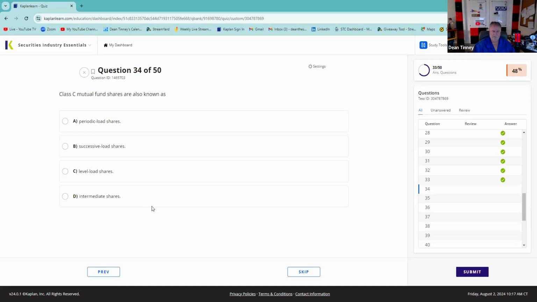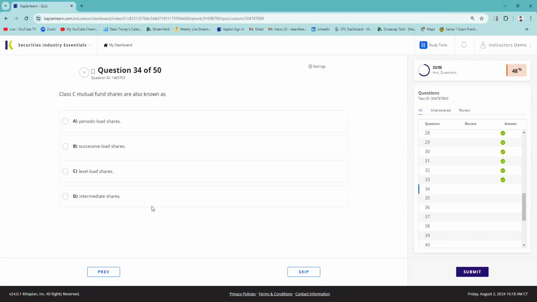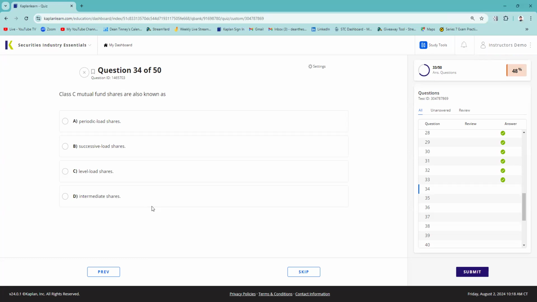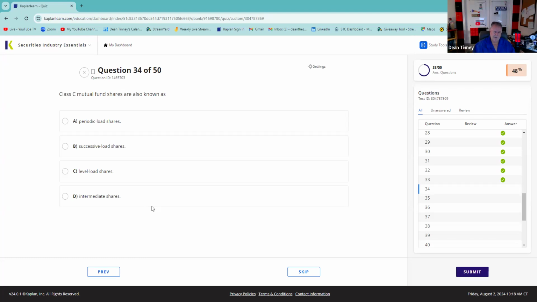C shares are good for somebody who doesn't have a long-term time horizon because there are no breakpoints. It's for year after year after year, let's say it's like 0.75%, and I'm charging that every year to you. In the 5th or 6th year, maybe you would have been better to pay the 4% load up front and be done with it than paying 0.75% forever.